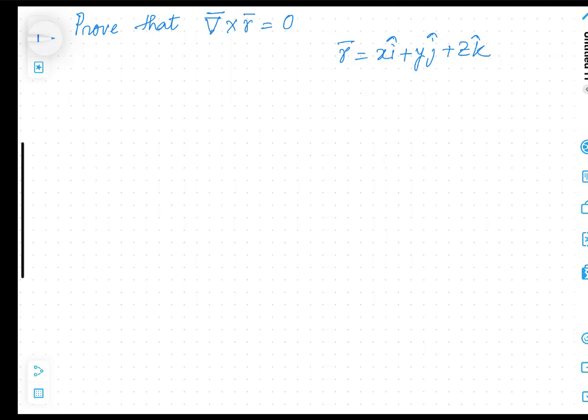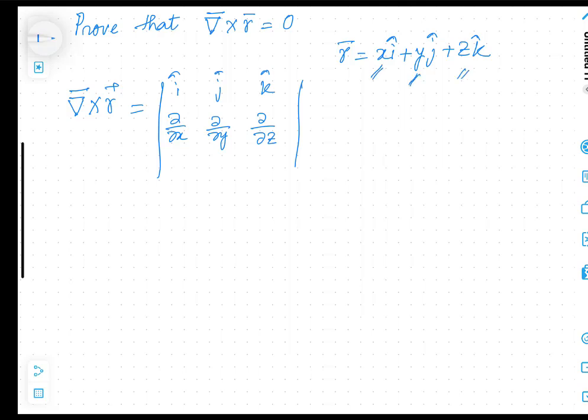And then how do I write the value of curl of R? We have to present it in the form of a determinant. So when I write this operator cross R, which means curl of a vector R, we write it in the form of a determinant, that is i, j, k, del x, del y, del z, and then for vector R we have x, y, z.